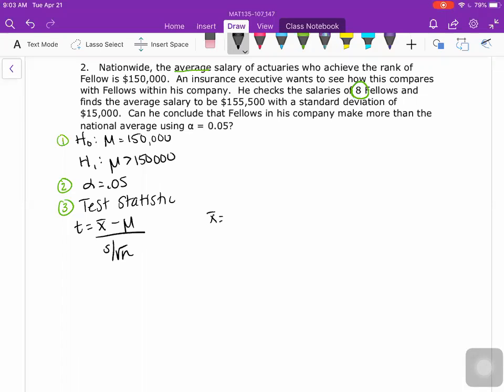X bar is our sample mean. So our sample of 8 had a mean of 155,500. Mu is the null value, so 150,000. Our sample standard deviation is 15,000. And our sample size is 8. With these particular values, be very careful that you have the correct number of zeros and the correct number of fives. We're seeing a lot of similarity between x bar, mu, and s.